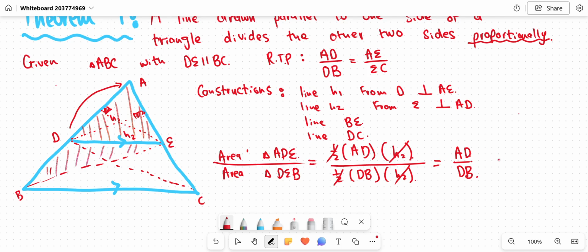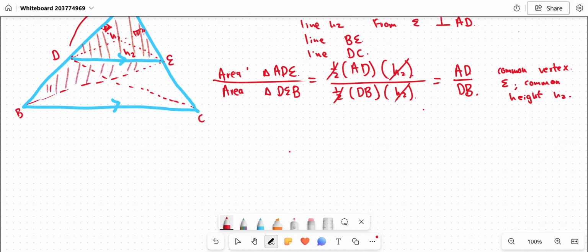All right, so we just need a reason for that, and the reason is going to say we have a common corner, which is E, the common vertex, and we have a common height, which is H2. So that's the reason for that.